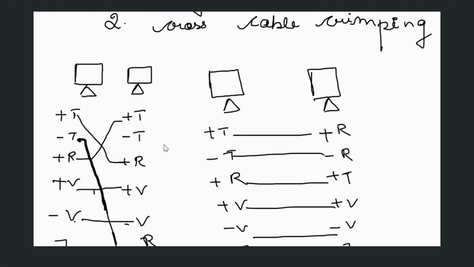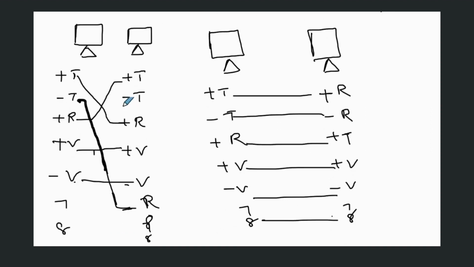With the help of straight cable crimping or cross cable crimping, we can connect devices. In the last video I said that plus T and plus R and minus T and minus R are a sending and receiving mechanism. Cross cable crimping means we connect the wires crossingly. The sending mechanism is plus T and minus T, and the receiving mechanism is plus R and minus R.